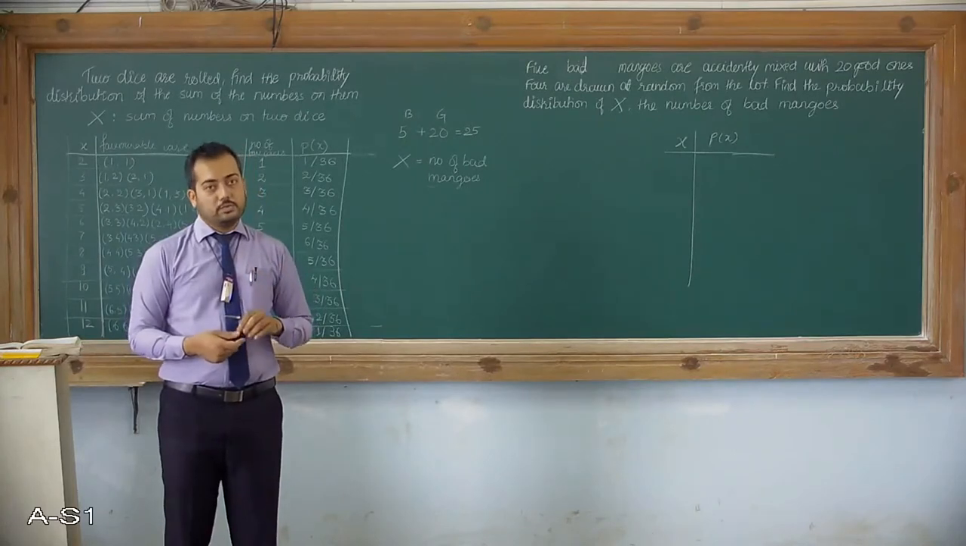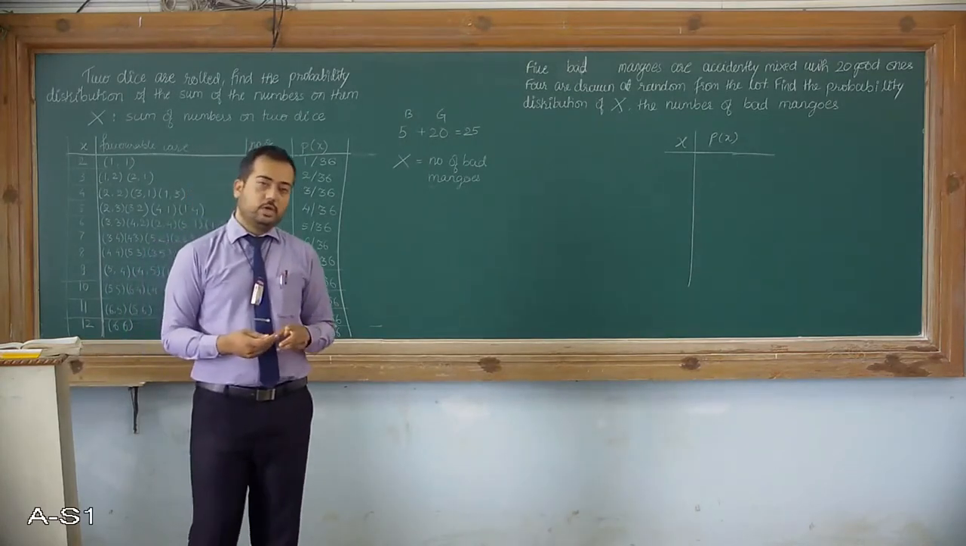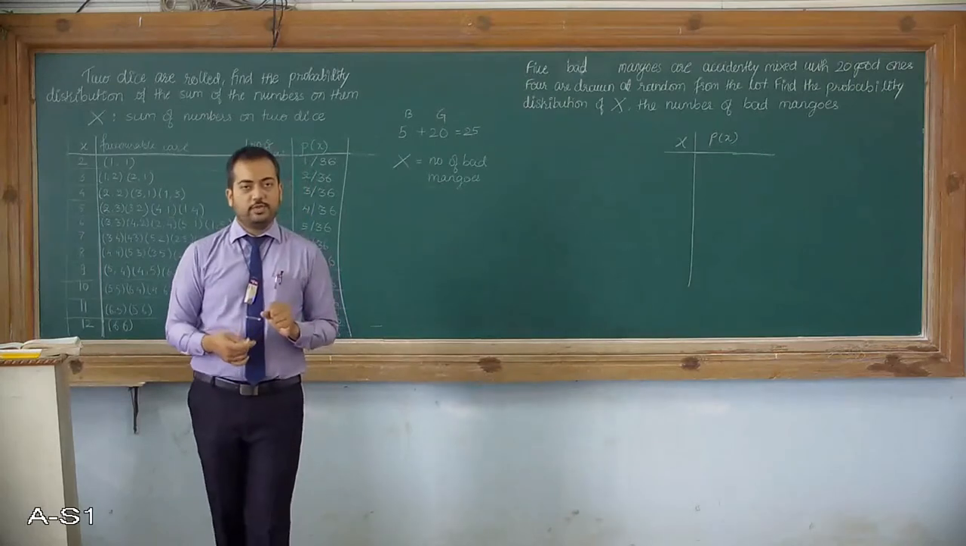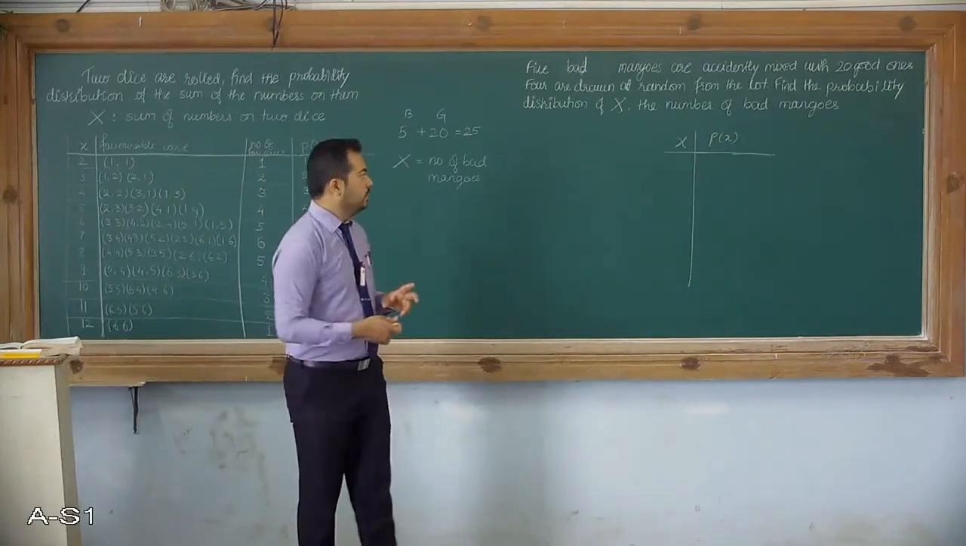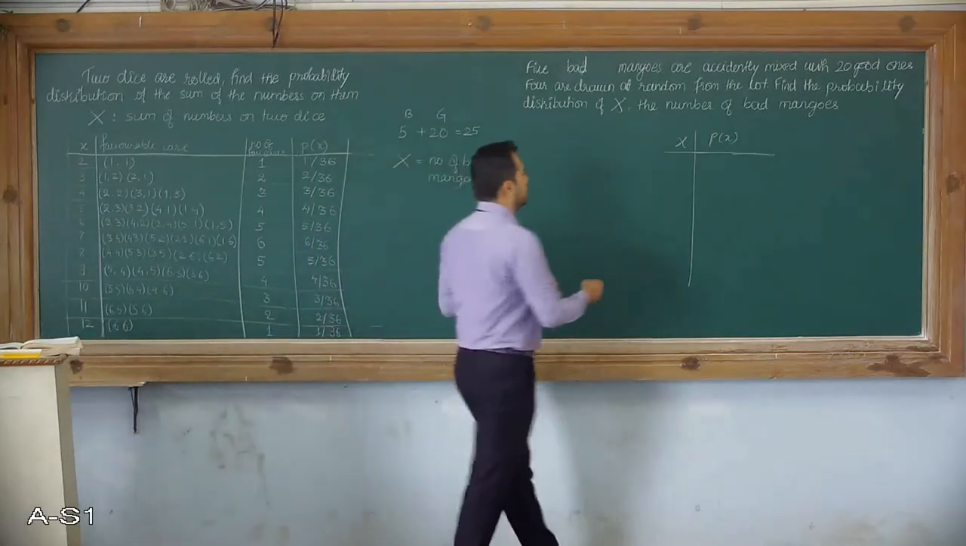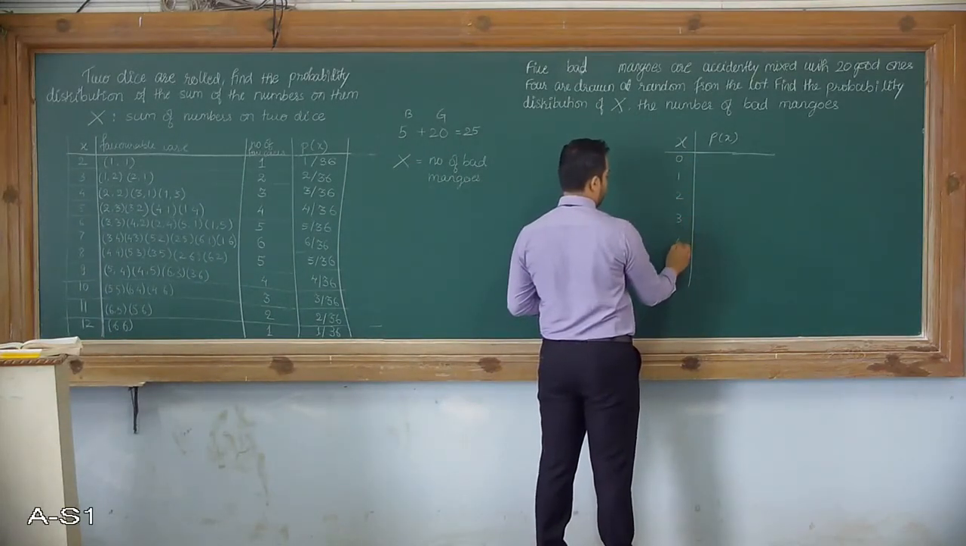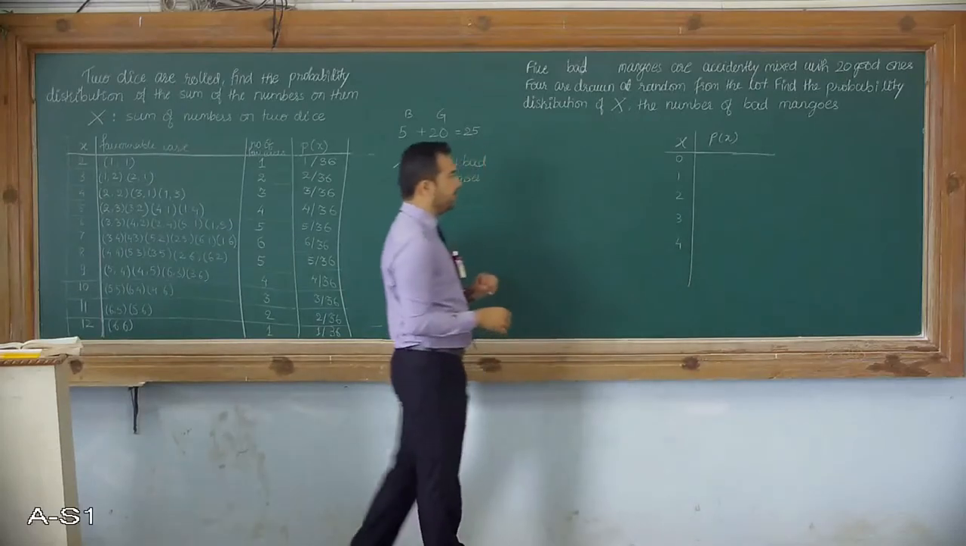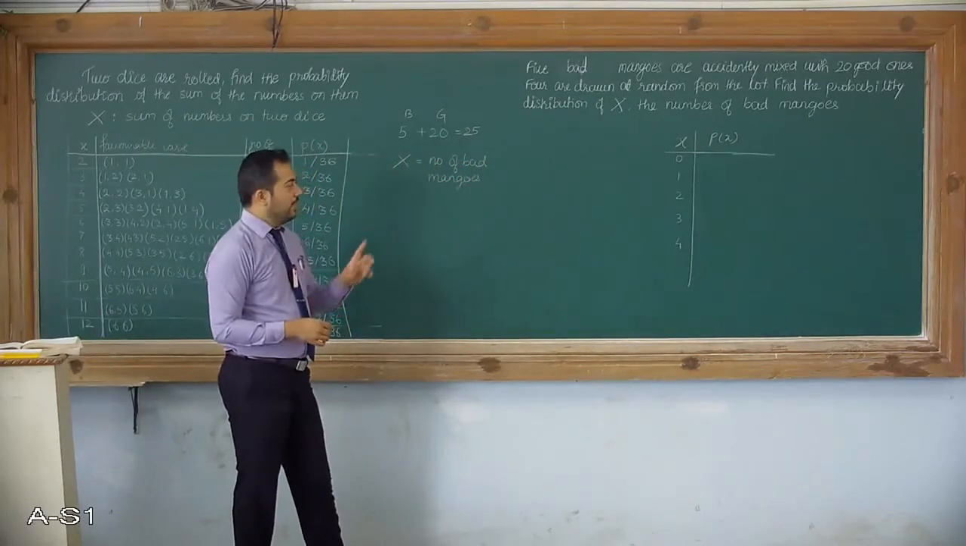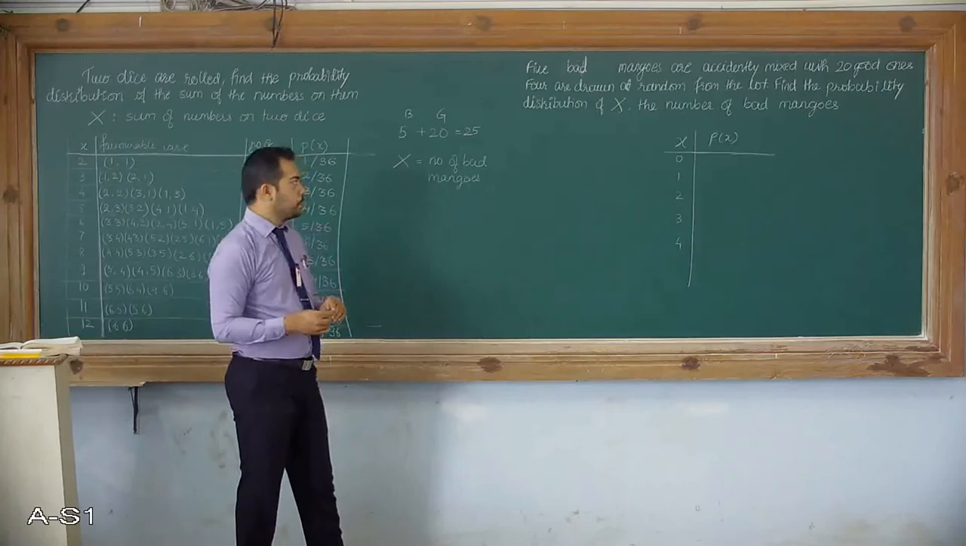Though there are 5 bad mangoes out of 25 in the total lot, we are choosing only 4 of them. So minimum number would be 0, maximum would be 4. So my value of x would be 0, 1, 2, 3, 4. Hope you have understood why I have taken 0, 1, 2, 3, 4.